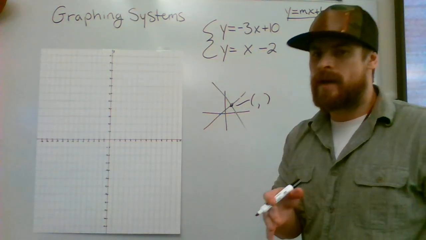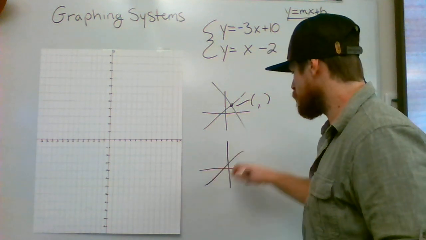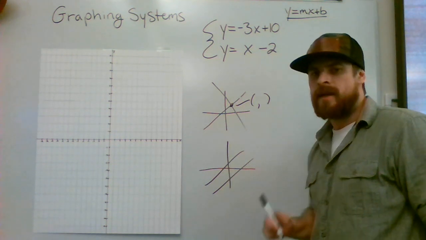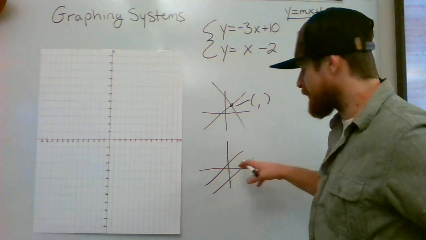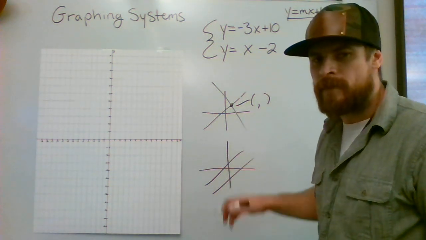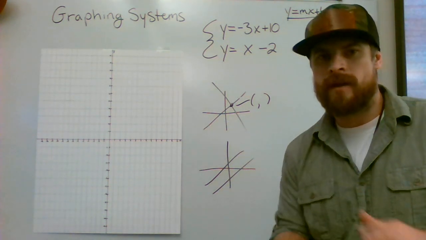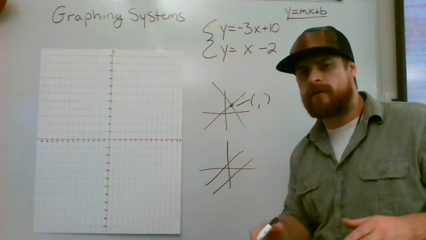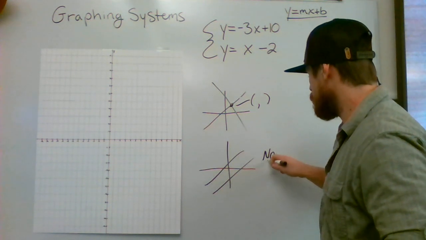Now you can also have a situation where your graph is given and your two lines have the exact same slope but a different y-intercept. In that case, they're going to rise and run at the same rate, and they're never going to cross. Now we're looking for a point of intersection. Two lines that have the same slope, they're never going to intersect. They're going to go forever and ever. You're never going to find those two lines cross. Therefore, this would have no solution.